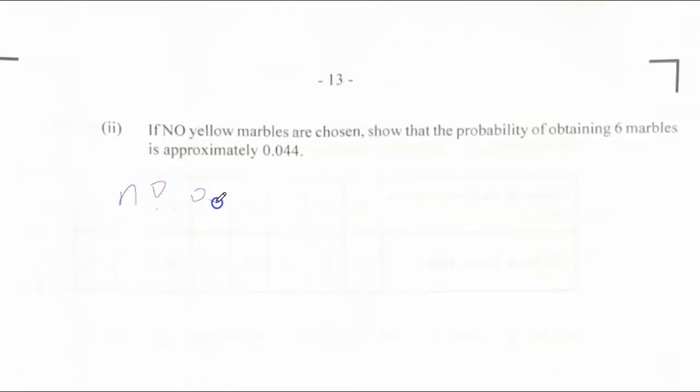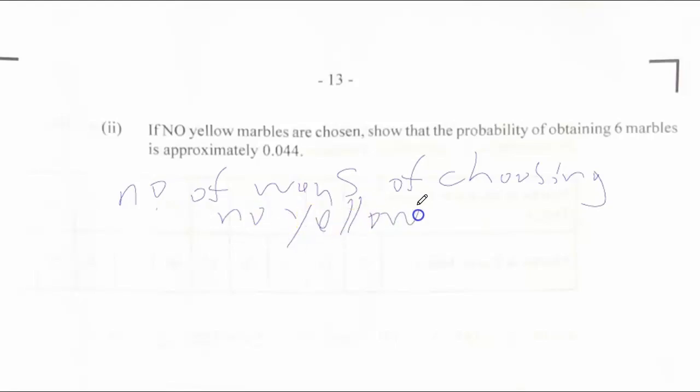So the number of ways of choosing no yellow marbles would be 13 choose 6, and we can just enter that in our calculator. 13 choose 6, that's 1,716.